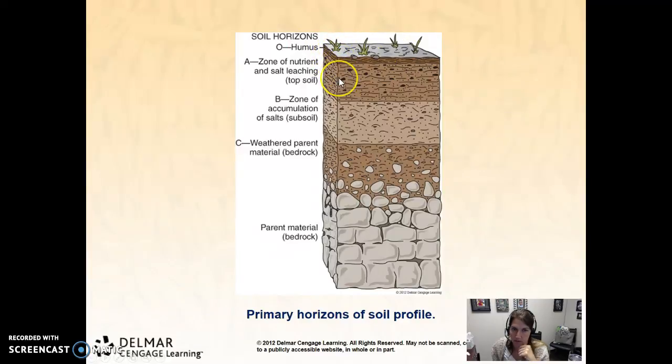We interact with O and A when you plant your pansies or your mums or seasonal flowers outside. You typically hit zone A, or horizon A to be exact, okay? These can be referred to as zones or horizons, whichever ones, all right? So those are your soil layers.